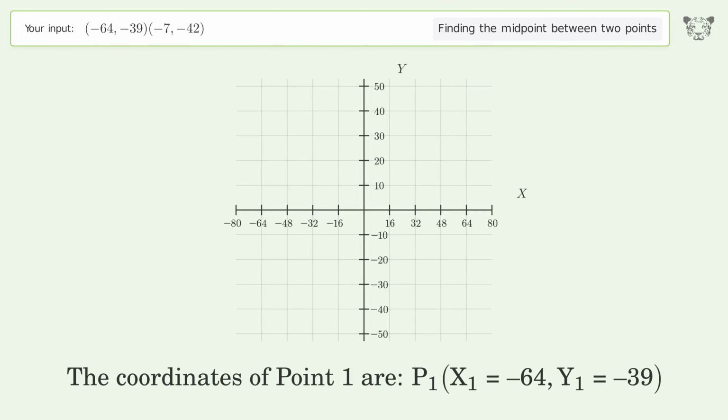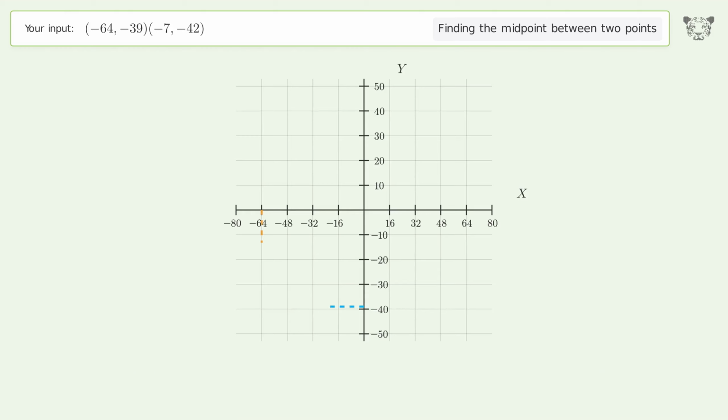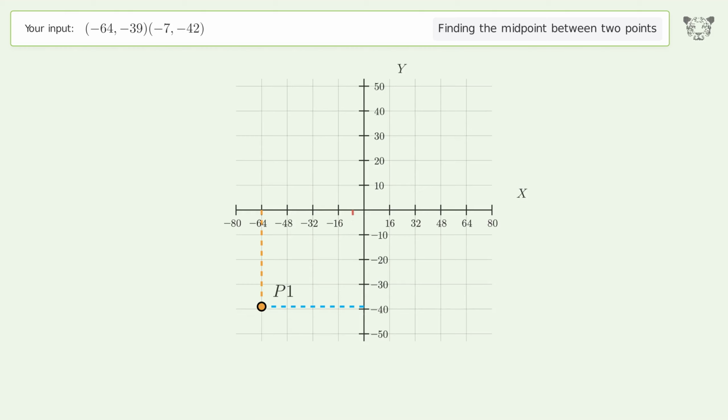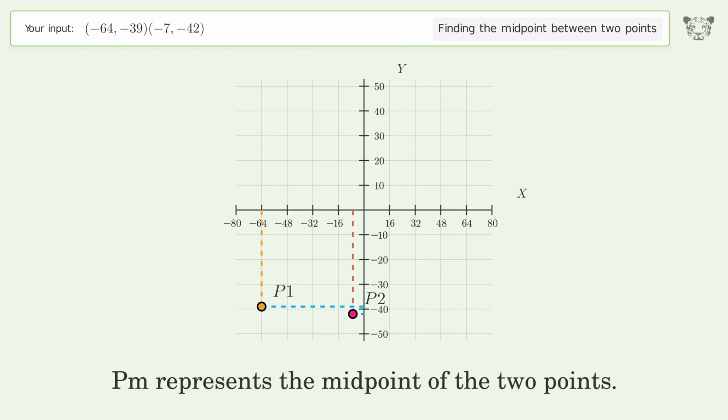The coordinates of point 1 are, x1 equals -64, y1 equals -39. The coordinates of point 2 are, x2 equals -7, y2 equals -42. PM represents the midpoint of the 2 points.